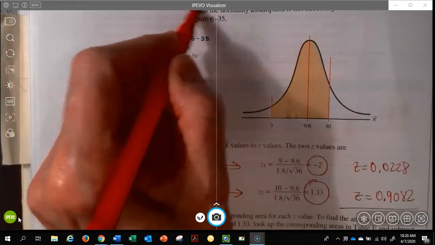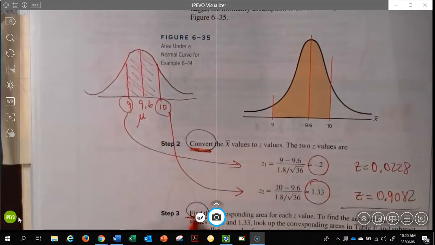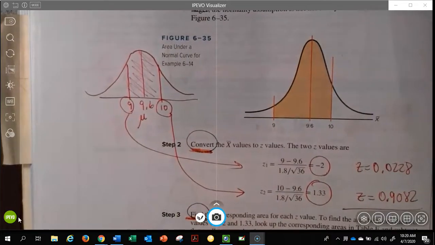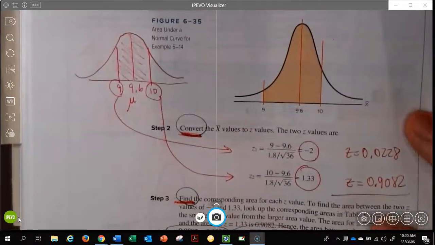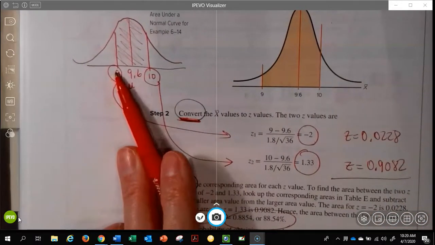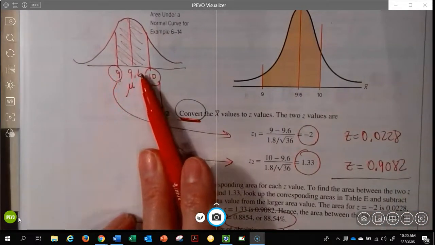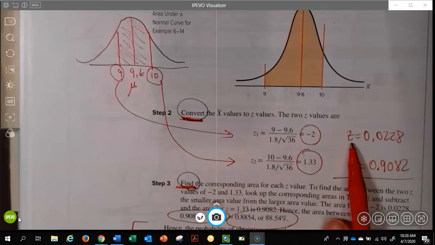We have drawn, we have not converted yet, but we're going to, and then we're going to find. Sorry you didn't see my underline. We draw, we draw. We're now going to convert. Anytime you have a lower number and an upper number, it's going to cause twice the amount of work. No big deal, just stay organized.